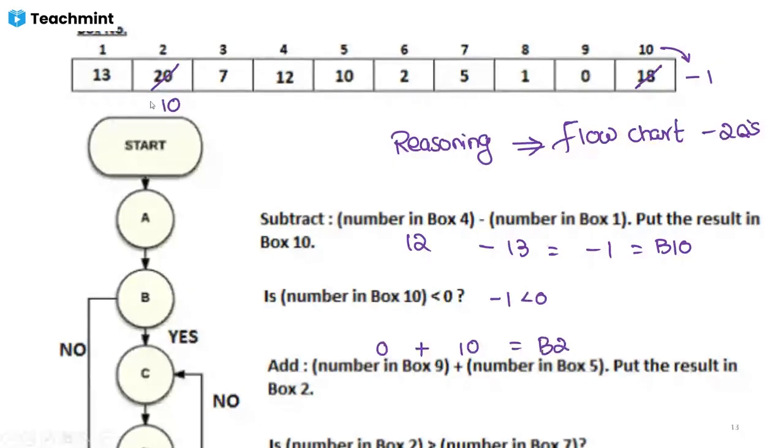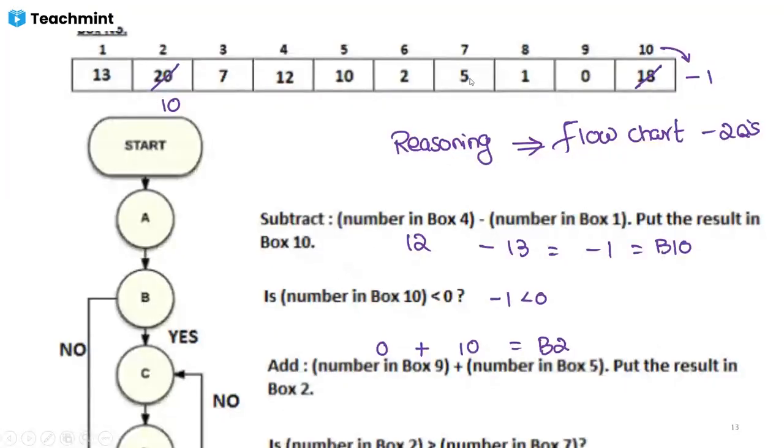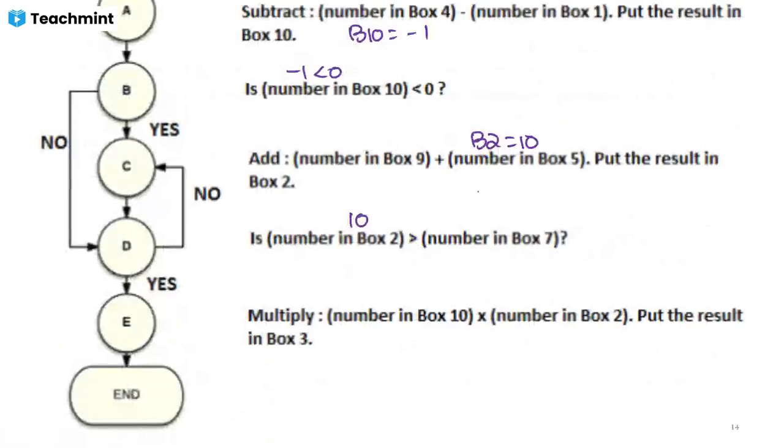Next condition. Number in box 2 is 10, you updated box 2 as 10. Here box 10 is minus 1. Is minus 1 less than 0? Correct. You went here. Next one, number in box 2 is 10. Number in box 7 is 5. Is 10 greater than 5? Yes, sir.